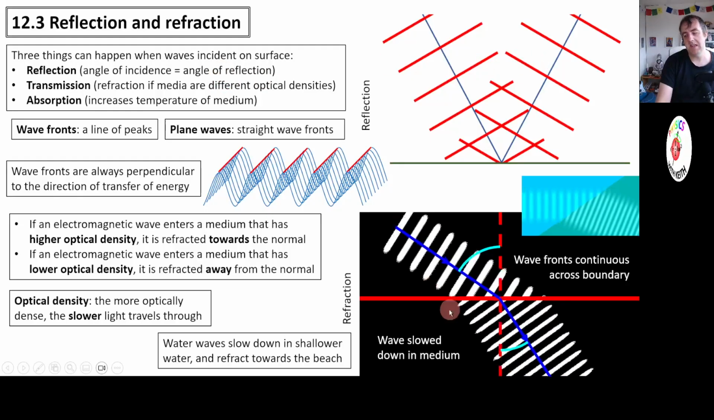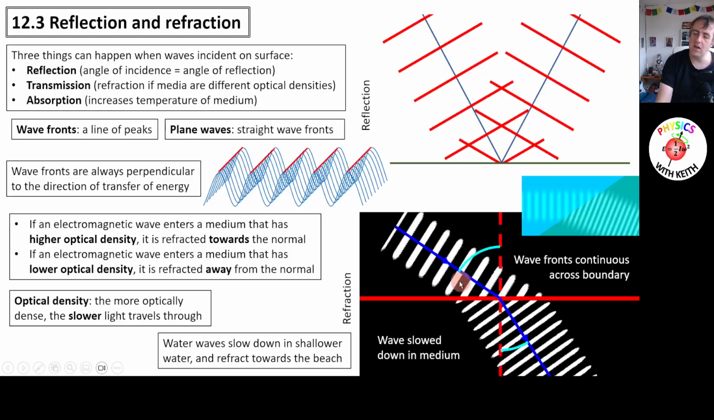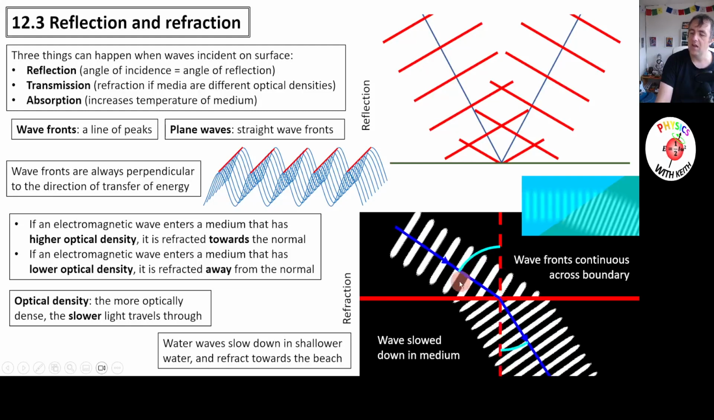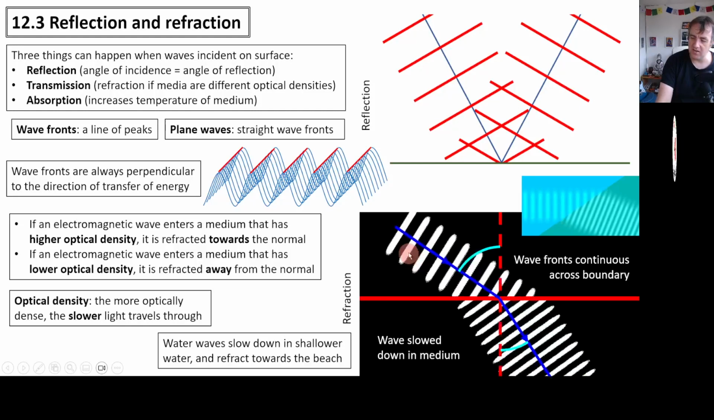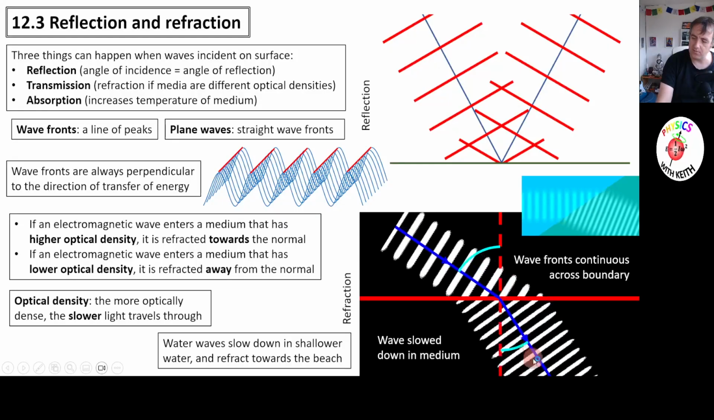When we transmit into a surface, we are penetrating into that surface, we could have the wave change speed. So in this case, the wave slows down.